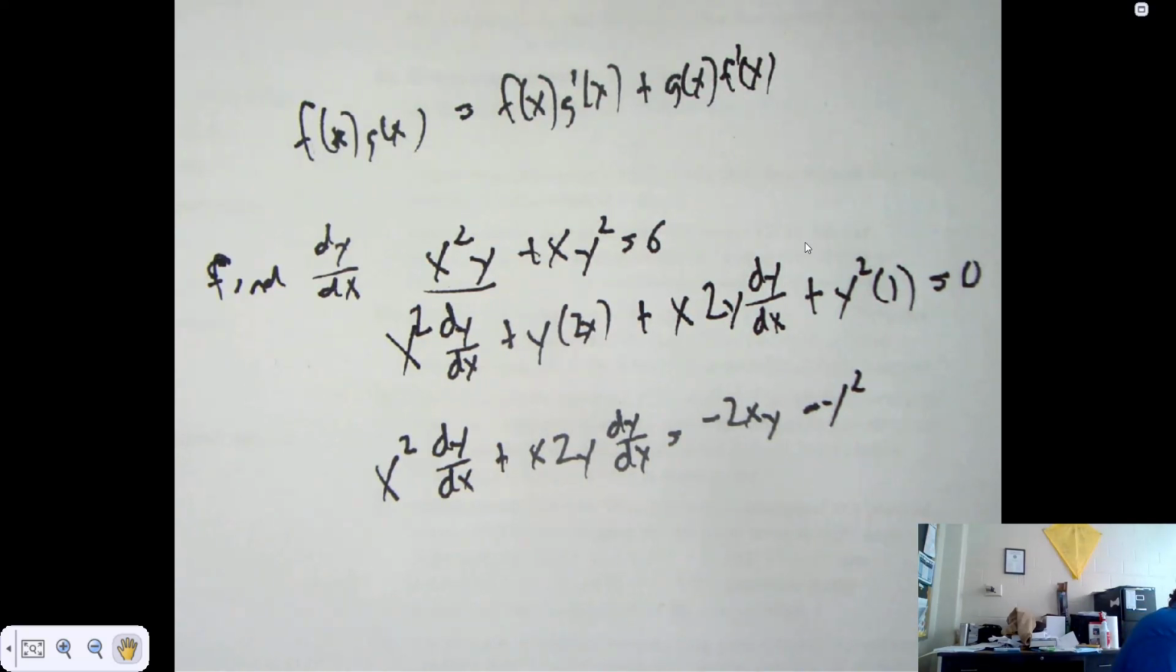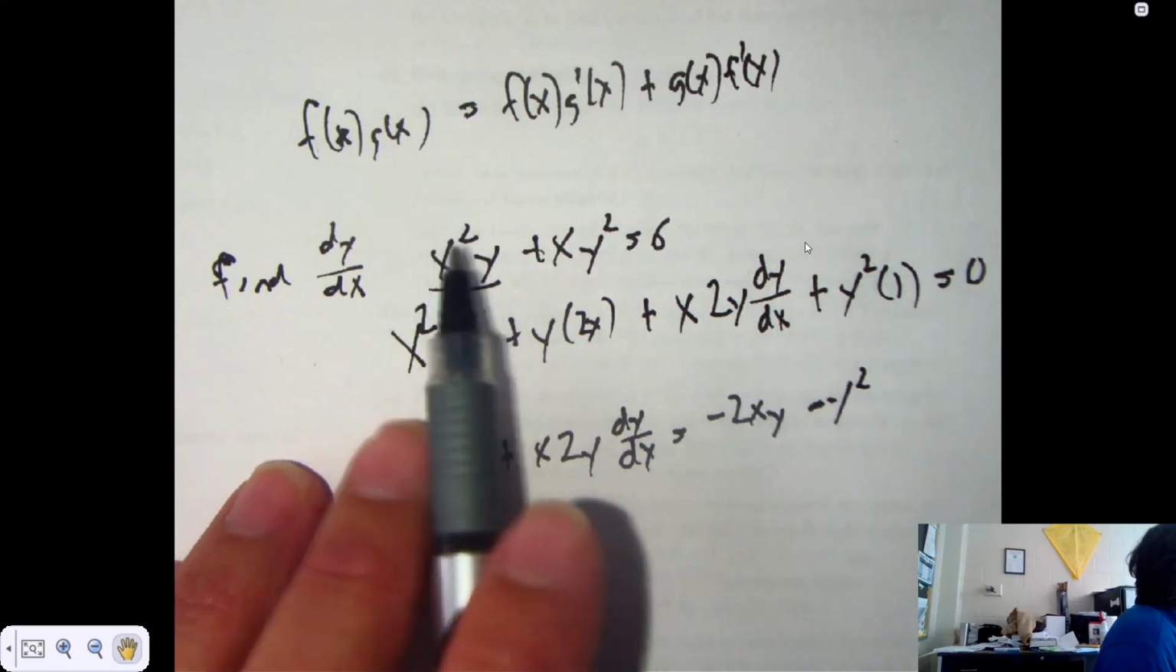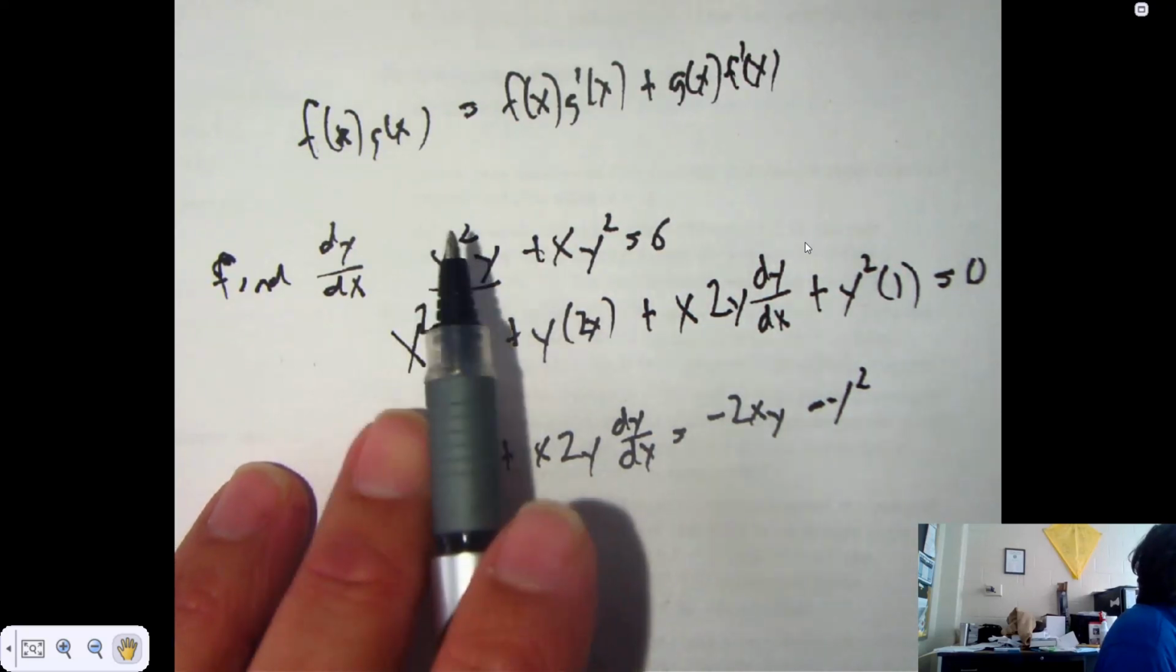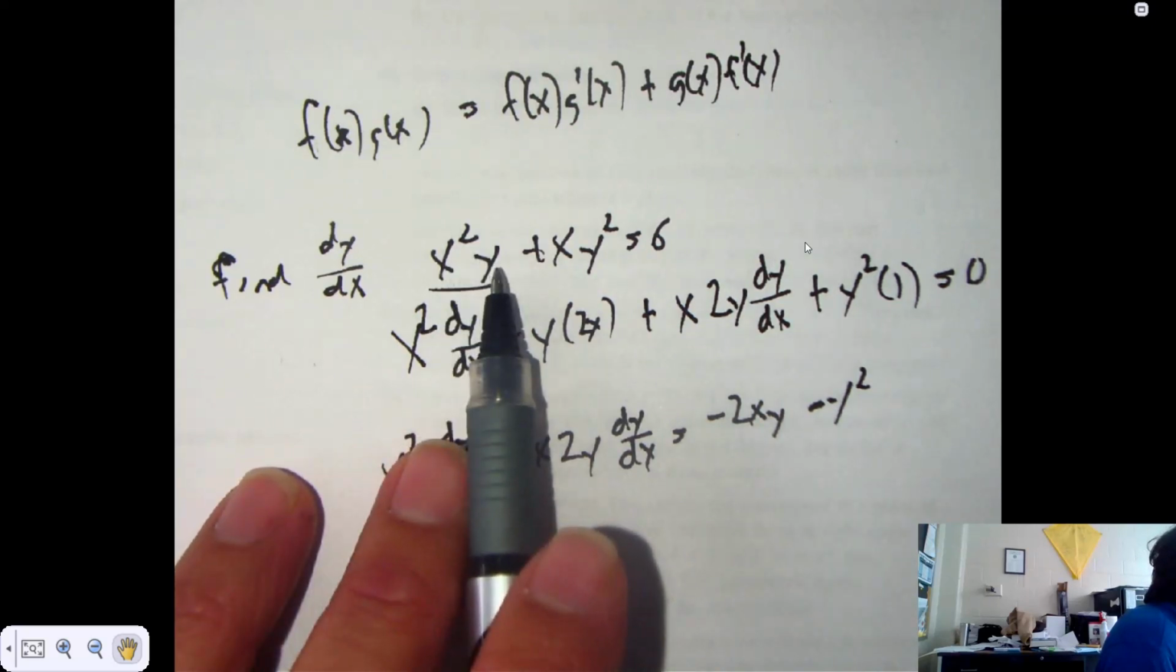So why did we put a dy/dx with the 2y but not with the 2x? Because I didn't take the derivative of y there. This piece right here was y times the derivative of x squared. You only write dy/dx if you take the derivative of y. You all right with that idea? Only if you take the derivative of something that's not x do you say that you took a derivative. If you take the derivative of x, you don't have to say you did it. It's kind of understood.